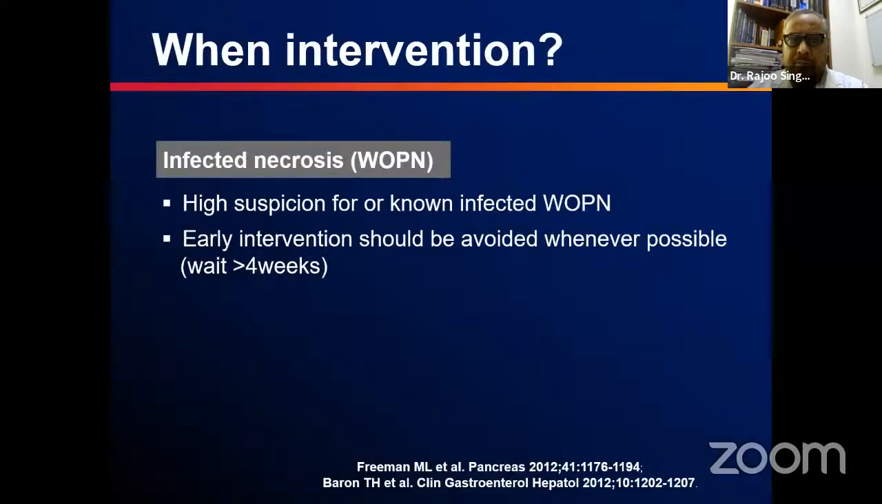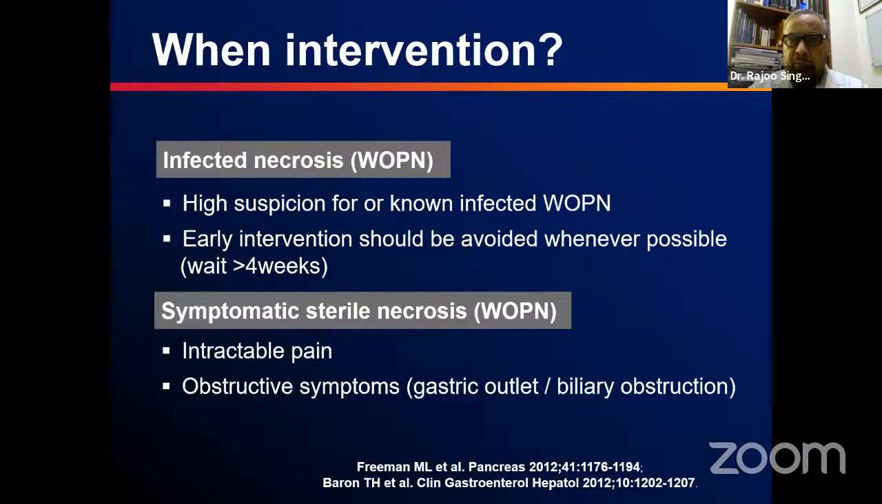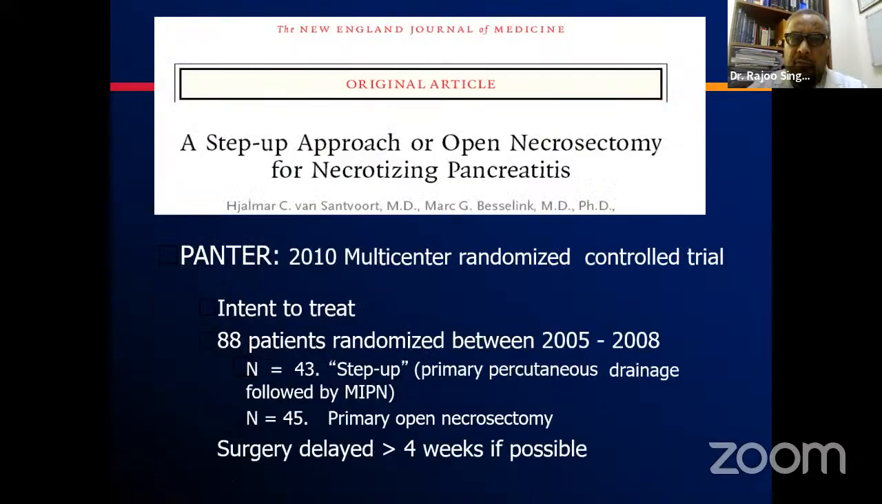Now, basically, when to intervene, this is very important because at times talking is easier than managing a patient in a hospital. But whenever you have an infected necrosis, or a symptomatic sterile necrosis with intractable pain or obstructive symptoms, and a high suspicion of infection. Infection should be documented, preferably with a fine needle aspiration. If it is not possible, then we go in according to the clinical status of the patient.